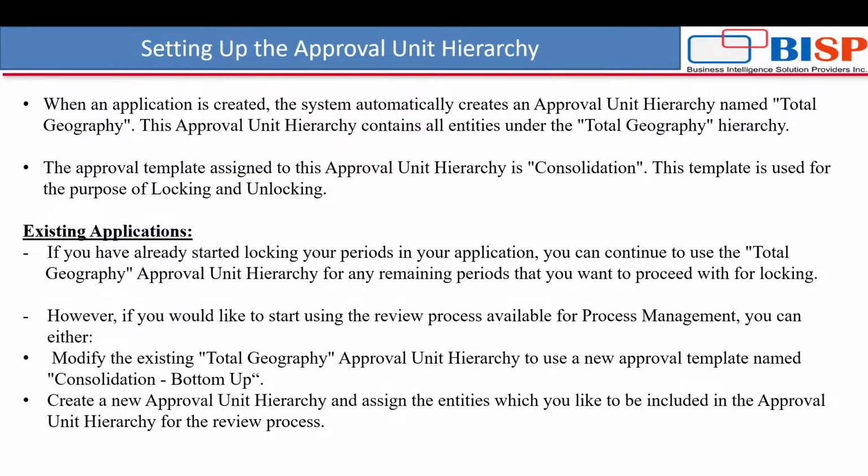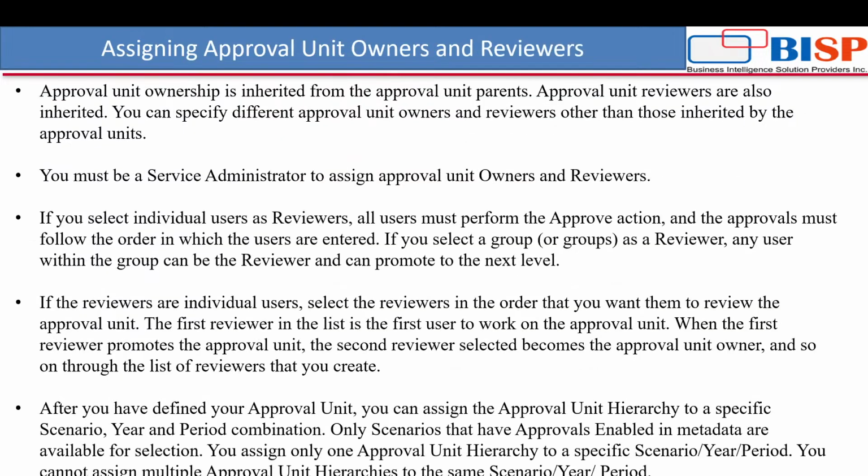Suppose you have a company that has entities in US, UK, India, etc. By default they are all inside Total Geography. But if you want the local finance teams in each country to review the data first, then send it to the regional manager, and finally to the HQ, that is your headquarters, you'll create a bottom-up approval hierarchy. So this was all about the setting up of the hierarchy.